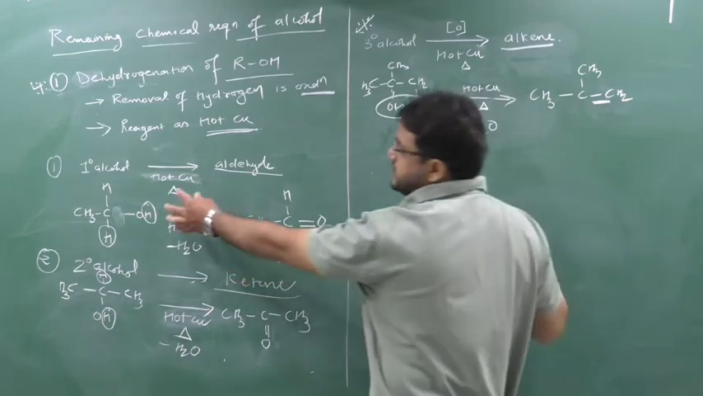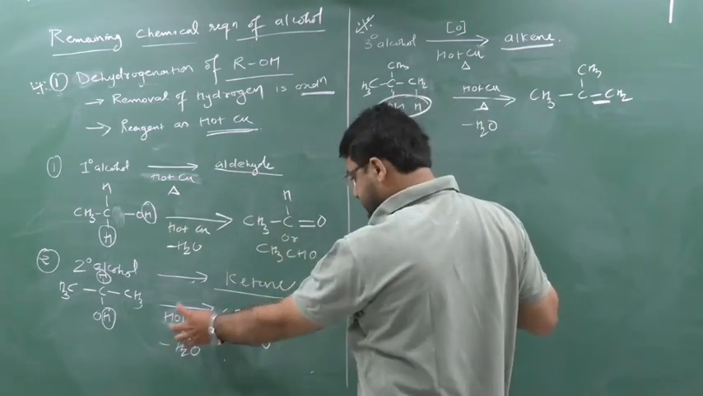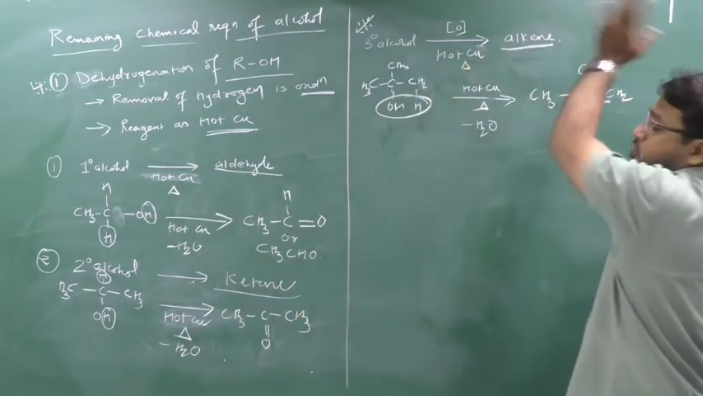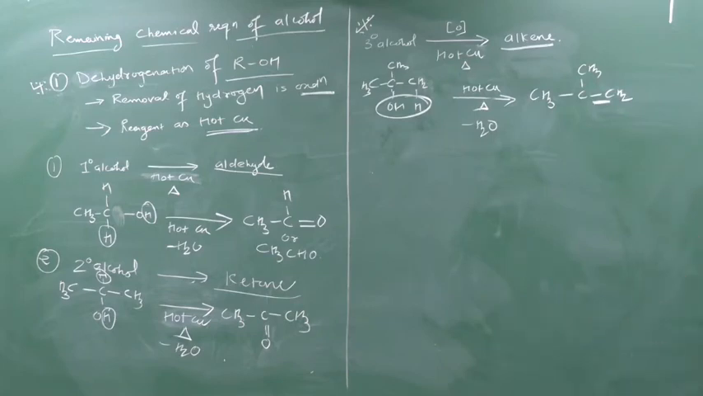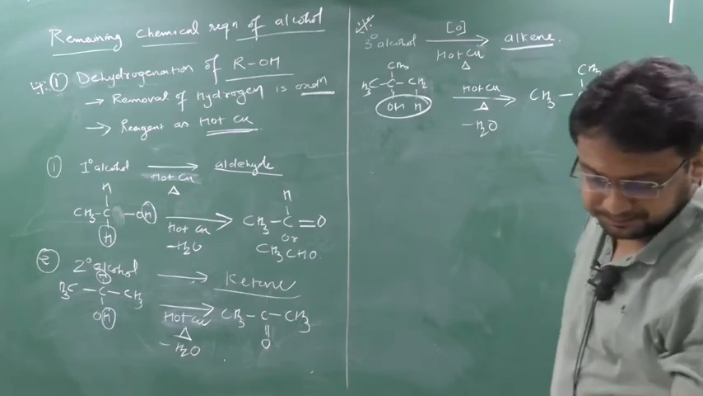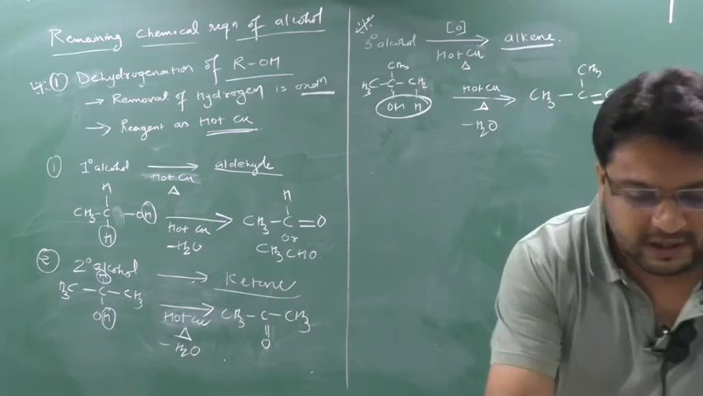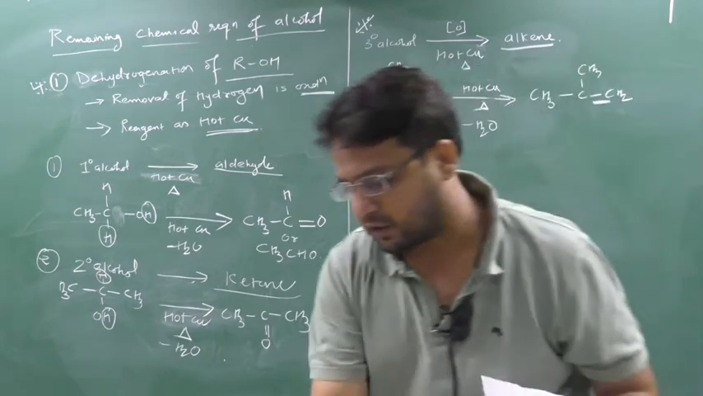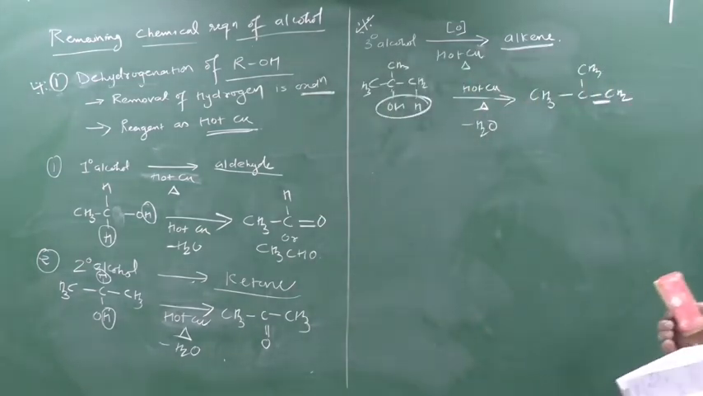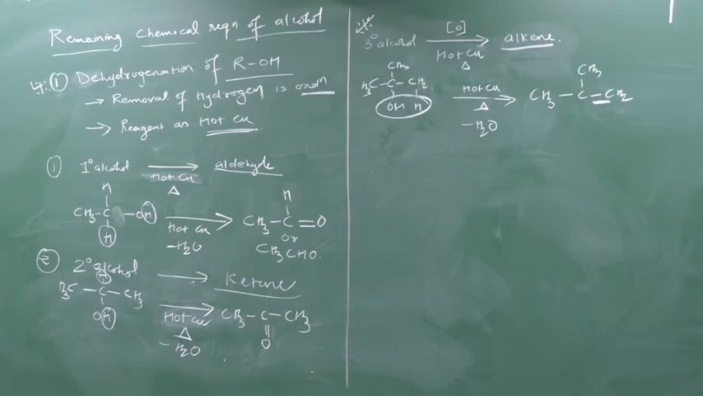So you have to remember, this is only in the presence of hot copper. Instead, if I use PCC: aldehyde, ketone, no reaction. So this you have to remember. That's it. Clear this part? Clear? So the next topic I will go with is the reduction of alcohol. Take a screenshot, then we will go with the reduction of alcohol.